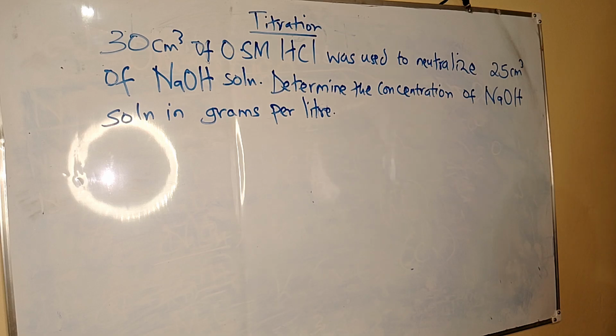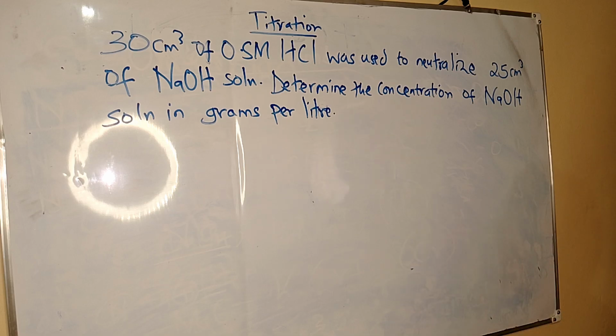Today I want us to look at titration. These are some of the questions from titration, the theoretical part of it. You have been given a question: 30 cubic centimeter of 0.5 molar HCl was used to neutralize 25 cubic centimeter of sodium hydroxide solution. Determine the concentration of sodium hydroxide solution in grams per liter. You are required to determine the concentration of sodium hydroxide solution in grams per liter.